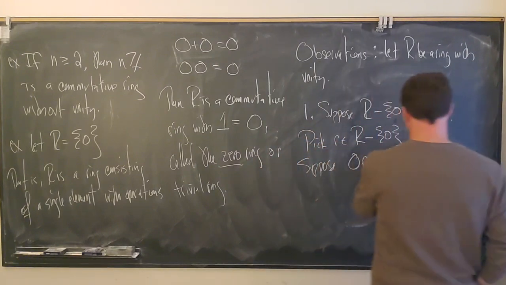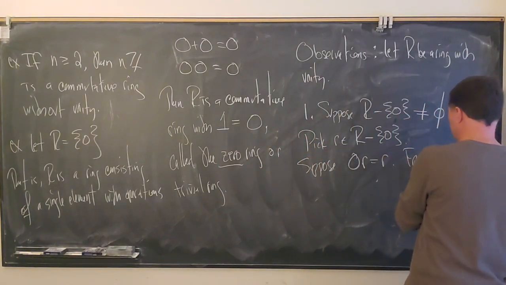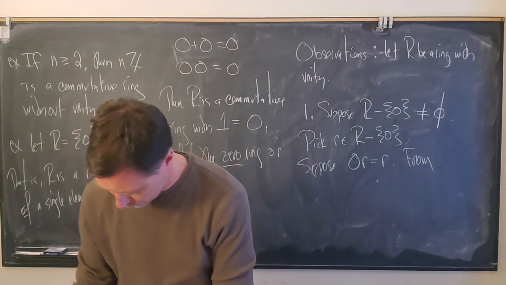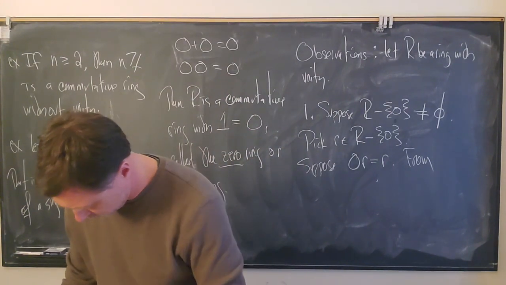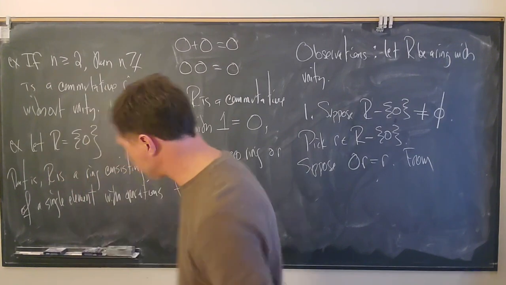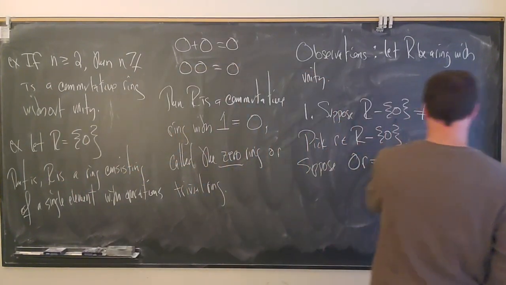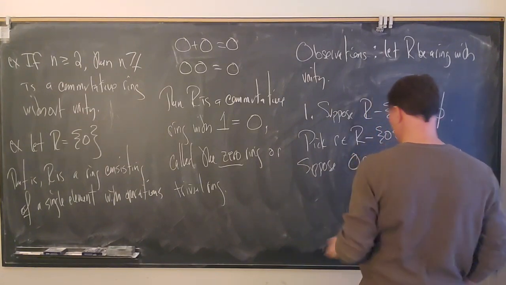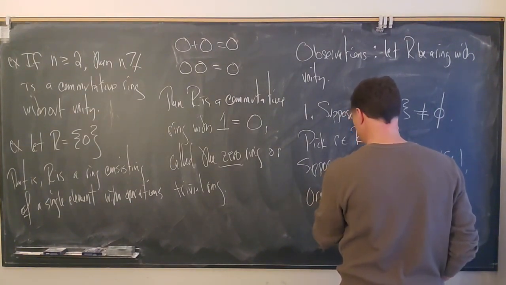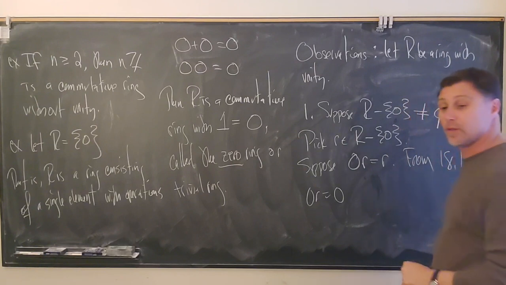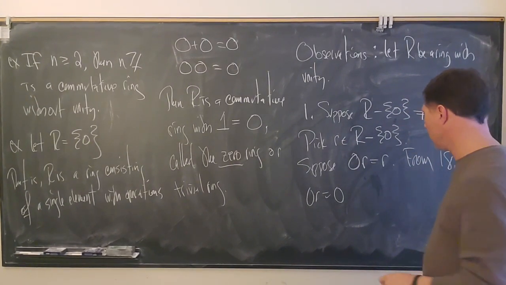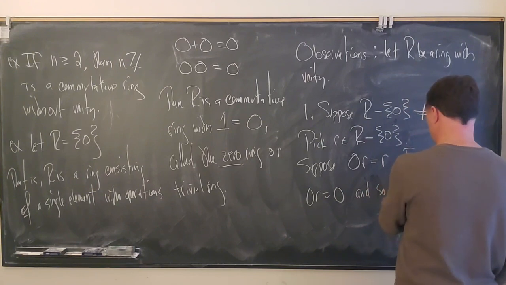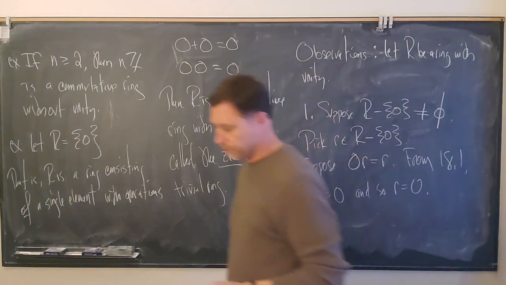Now, from what theorem was this? I want to say 18.1. Let me just check it over real quick. Yeah, 18.1. So from 18.1, what we know is that 0r has to equal 0. That was part A of theorem 18.1. And so r has to equal 0.